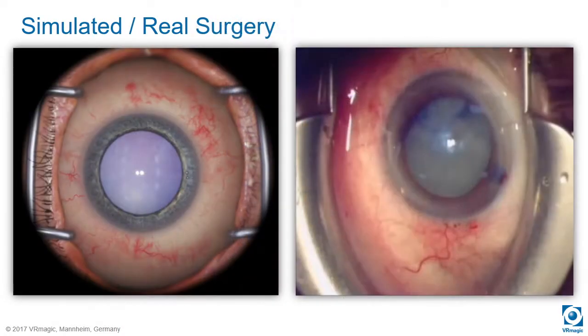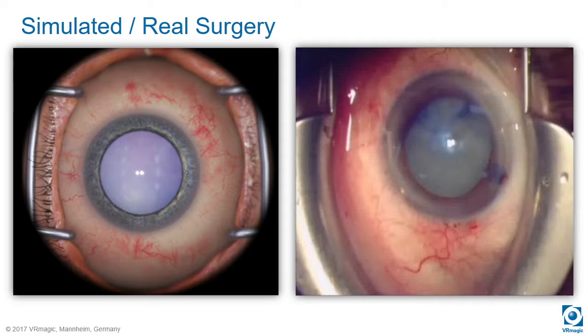And in an ideal way, the simulation is also similar. What you see here is a capsulorhexis, the opening of the capsule. That's the first step of cataract surgery. You open the capsule, remove the cataract, the lens, insert an artificial lens, and that's the cataract surgery.